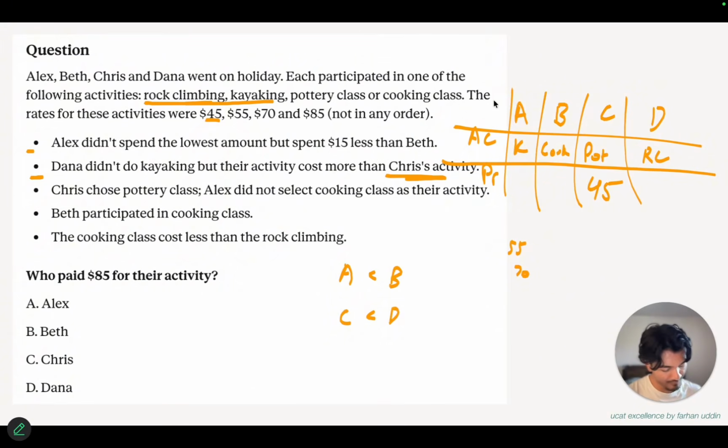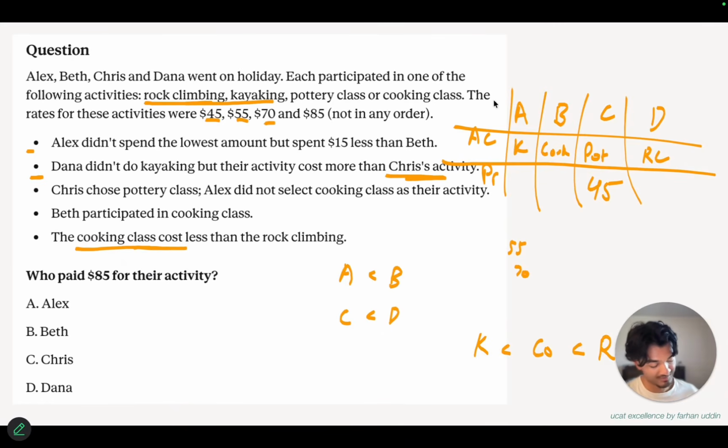So, for example, we know that Alex is either one of these two, is 15 less, and we also know that now the cooking class cost less than rock climbing. So in terms of pricing, rock climbing was more than cooking. And if we know Alex was less than Beth, what's Alex here? Kayaking. So we know that Alex was less than Beth.